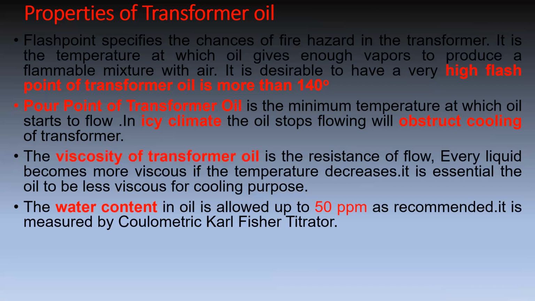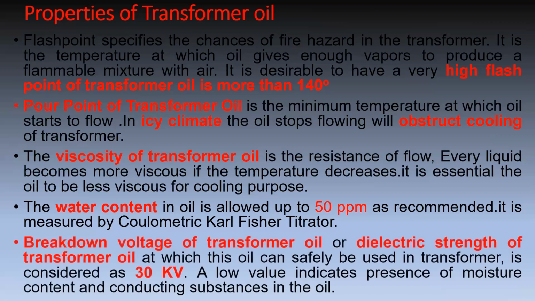And next, water content in the oil. Water is a conducting material, so if water content is produced, insulation failure may happen. So what is the allowed level of water? Whenever the temperature of the oil is raised, moisture is produced. The water should be 50 ppm, parts per million. This is measured by the coulometric Karl Fischer titrator, very accurately. The water content should not go more than 50 ppm, otherwise the oil loses its dielectric and insulating property because water is a conducting material.